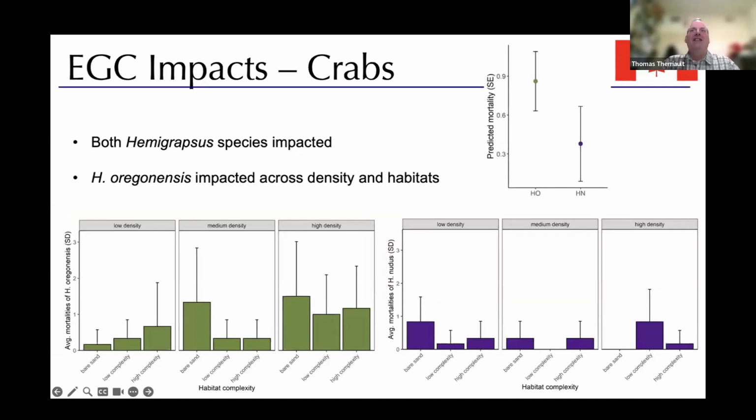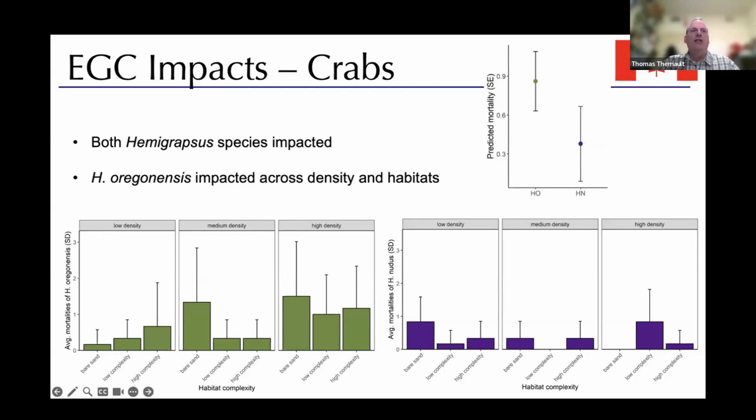We see that the hairy shore crab, oregonensis, on the left of the upper chart was hit extremely hard, almost 90% mortality in the trials with this little shore crab. But the purple shore crab didn't escape damage. It actually was hit relatively hard too. So we know that both of these shore crabs are heavily affected by green crab invasion.